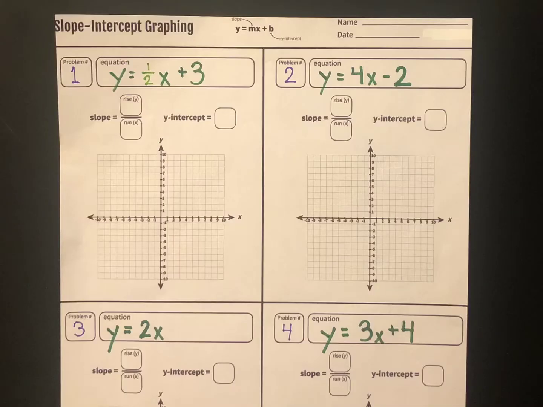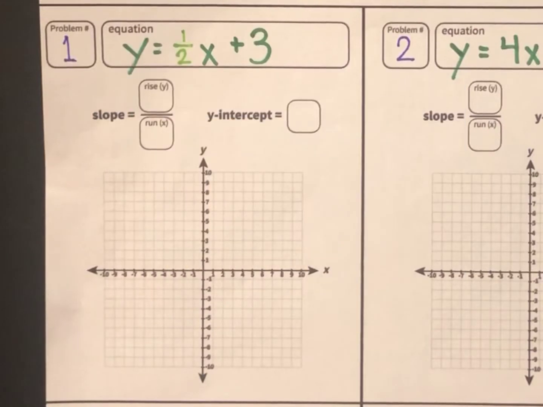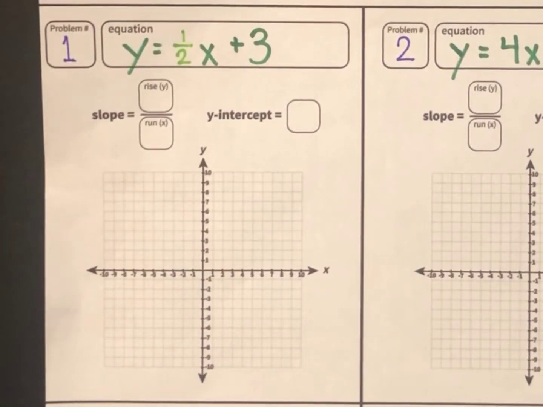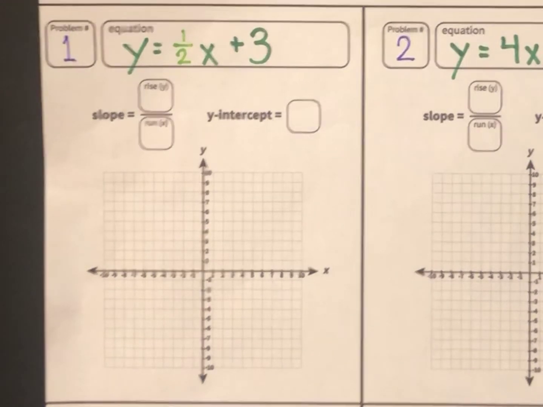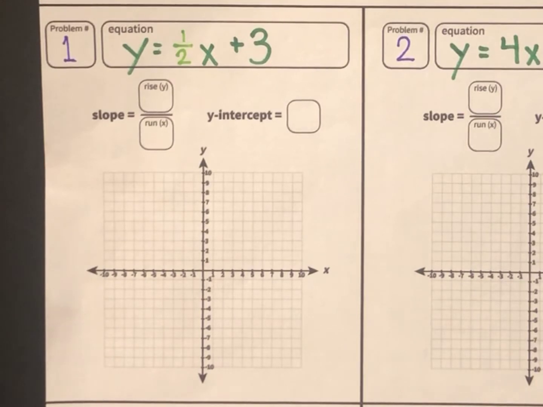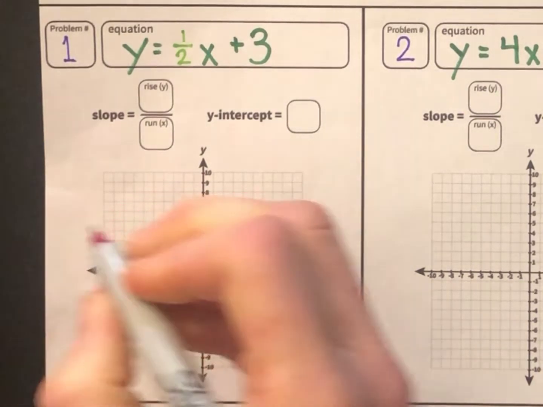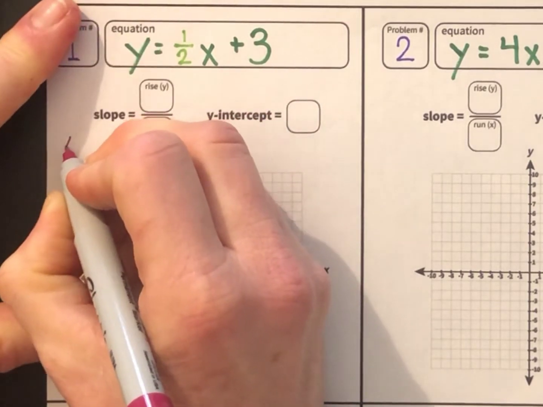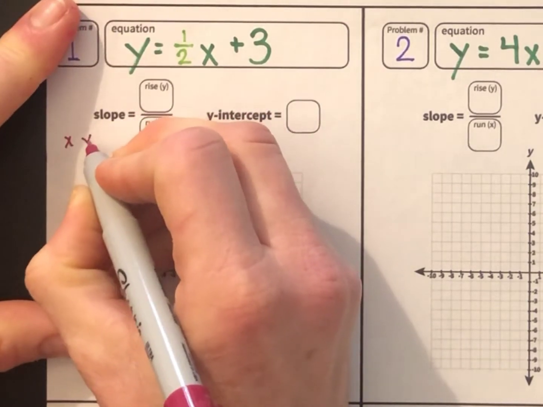We'll start, of course, on the first page, slope-intercept graphing. We've been doing this quite a lot lately. You will need to find both the slope and the y-intercept of this equation. You also need to draw the line. If you don't know how to draw the line without it, go ahead and write x and y.